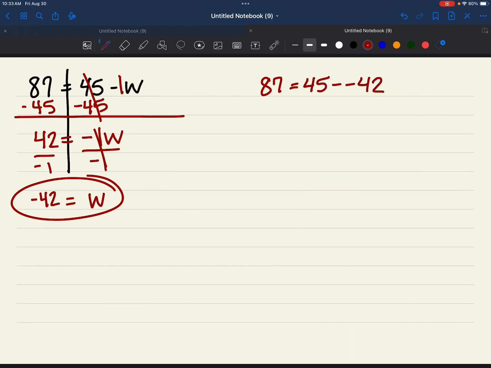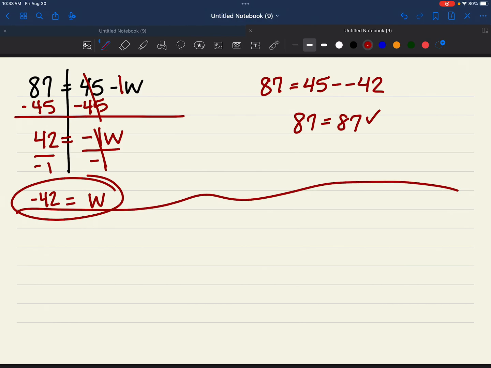Okay? Then we're just going to use our calculator to check and make sure this is true. Somebody type in 45 minus negative 42. I got 87. What'd you get? 87. Okay.